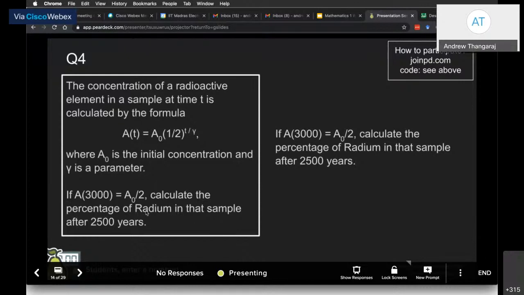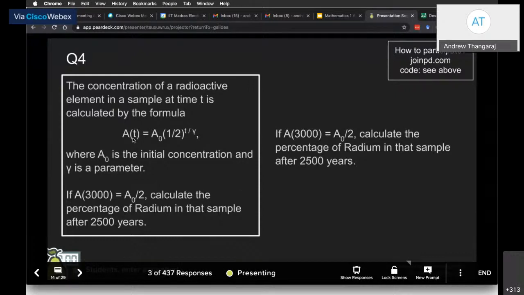Where did radium come from? Sorry, we are looking at the radioactive element radium. So A of 3000 equals A naught by 2 for radium. And for radium, what happens after 2500 years? That's the question. Hopefully the question was clear.